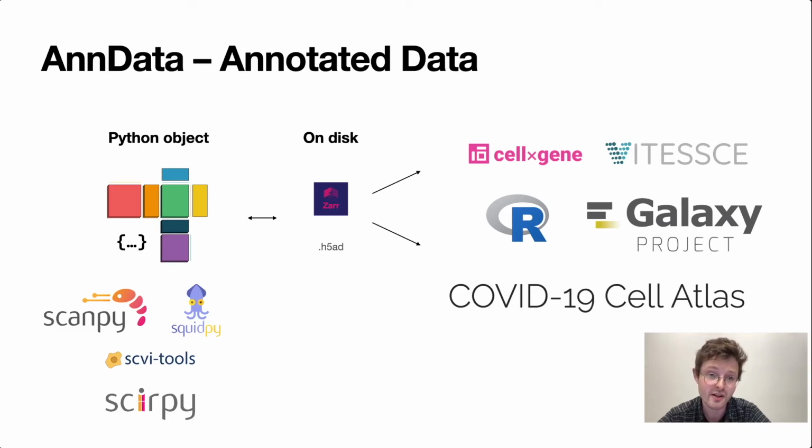There are also projects in the R ecosystem, which are able to read and write AnnData files. You can upload these files to web servers like Galaxy, where you can then do a lot of analysis through their online tools. And datasets are also distributed as AnnData files. For example, CZI and the Sanger Institute's COVID-19 cell atlas made a bunch of datasets viewable via CellxGene and downloadable as AnnData files.